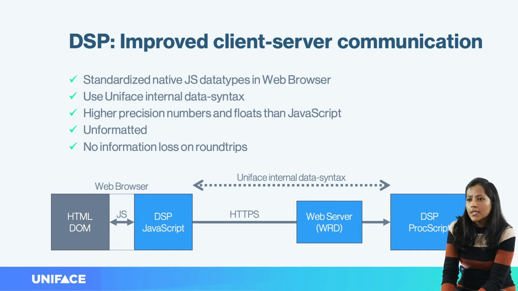Now, communication with the HTML DOM is still in the JavaScript native data type, which means when the data is presented to the HTML DOM, it is handled in the JavaScript native data type. And the communication back again is in the JavaScript native data type, whereas communication between the client and the server goes on the unformatted internal data syntax. It also makes sure that there is no information loss in the round trip.